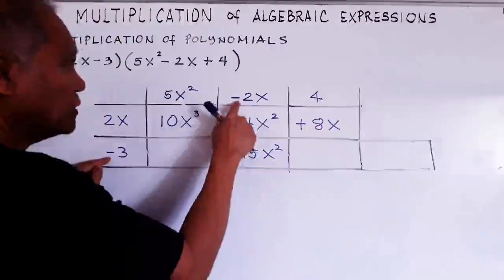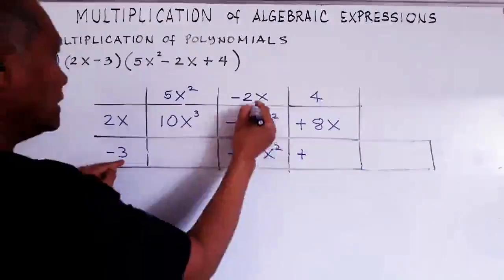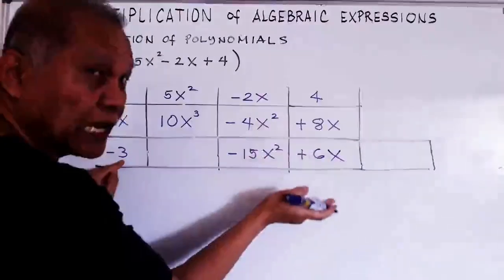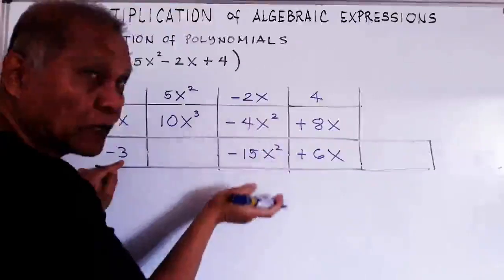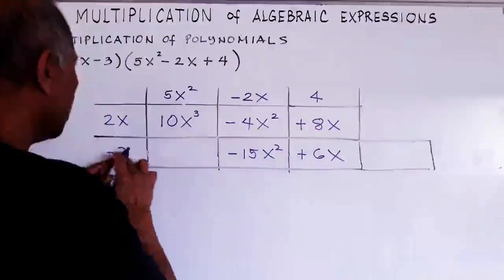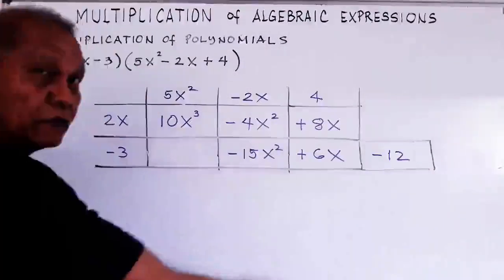The negative times the negative is positive. You want the sign. And 3 times 2x is 6x. Now you know we have another like terms here. There are 2 pairs of like terms. One is here, the other one is there. And then last is negative 3 times positive 4 is negative 12.